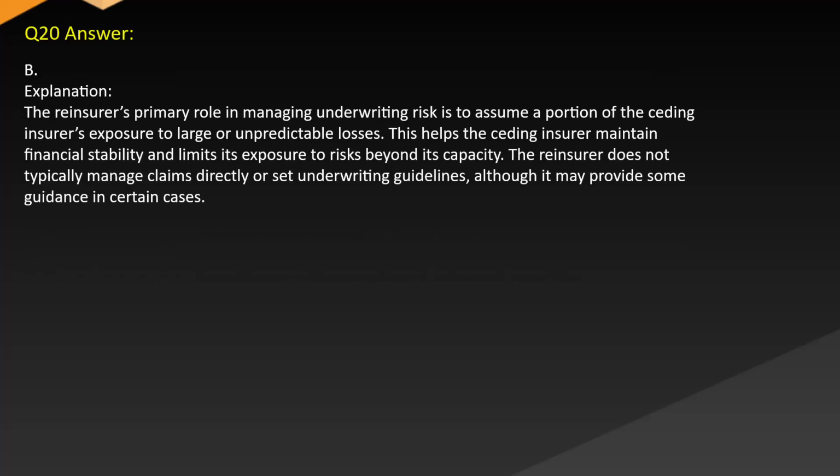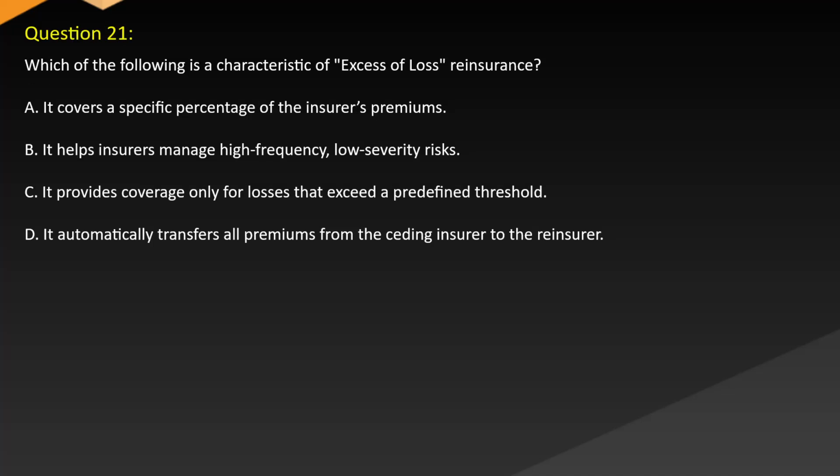Answer B. Explanation. The reinsurer's primary role in managing underwriting risk is to assume a portion of the ceding insurer's exposure to large or unpredictable losses. This helps the ceding insurer maintain financial stability and limits its exposure to risks beyond its capacity. The reinsurer does not typically manage claims directly or set underwriting guidelines, although it may provide some guidance in certain cases. Question 21. Which of the following is a characteristic of excess loss reinsurance?